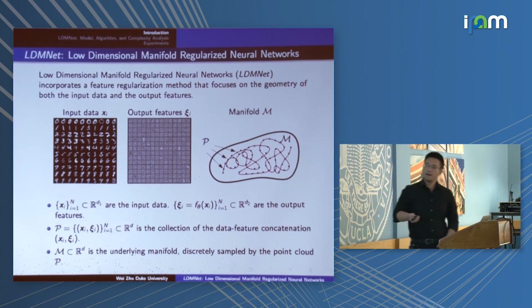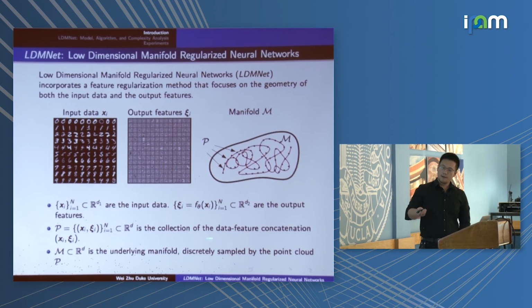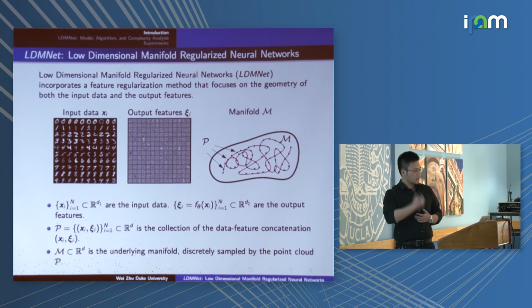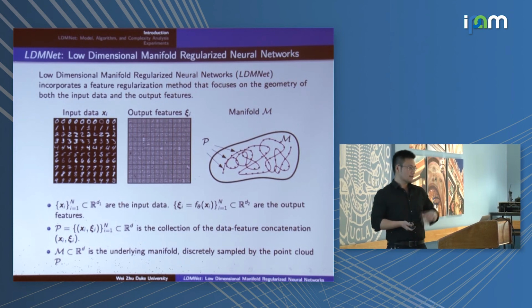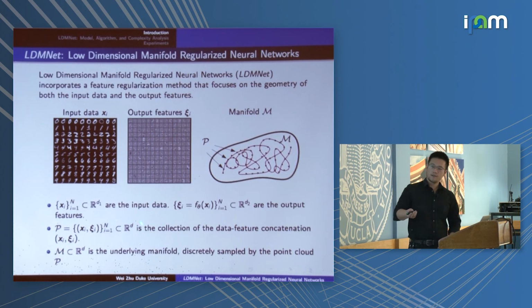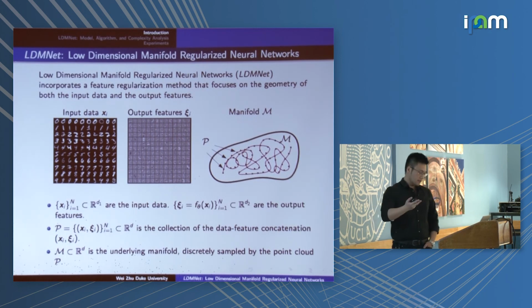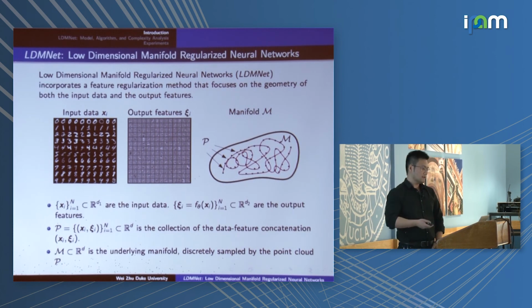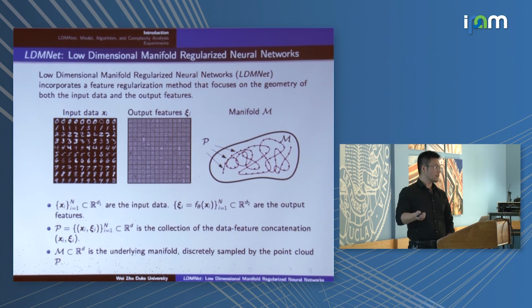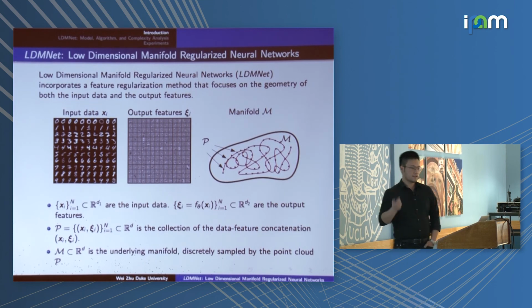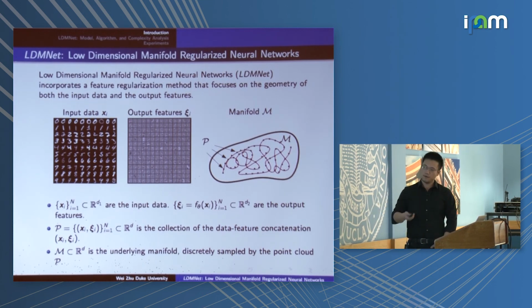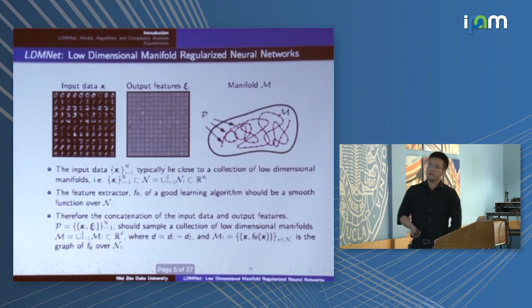Now we define a point cloud that is called the data-feature concatenation point cloud, which is basically just a cascade of the input data and the output feature. This is a point cloud in R^D, where D is the sum of D1 and D2. Now we're also assuming there is an underlying manifold sampled by the data-feature concatenation point cloud. All right, now let's explore the geometric structure, or the property, of this manifold.